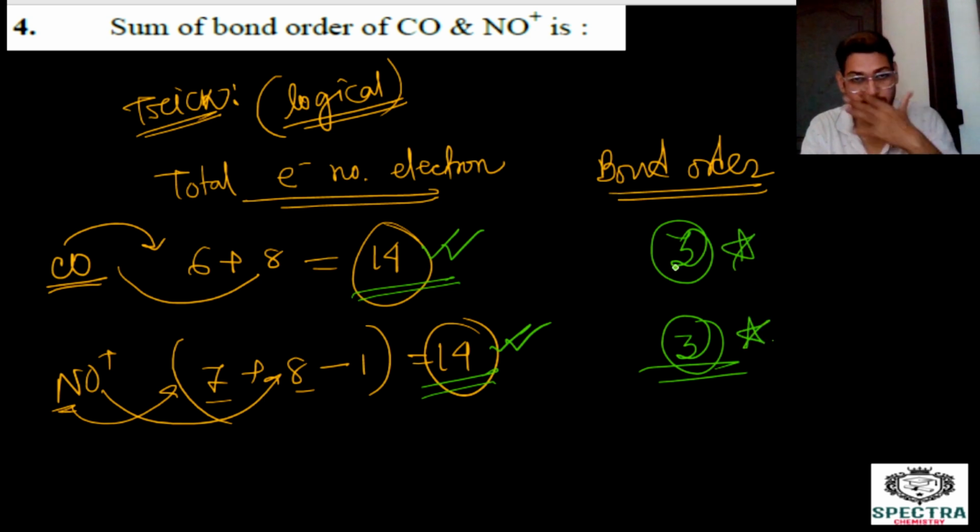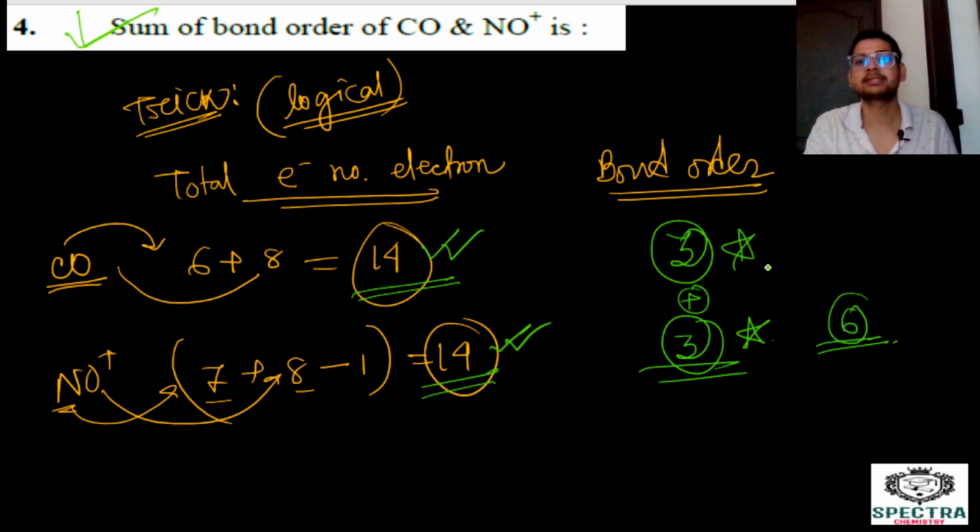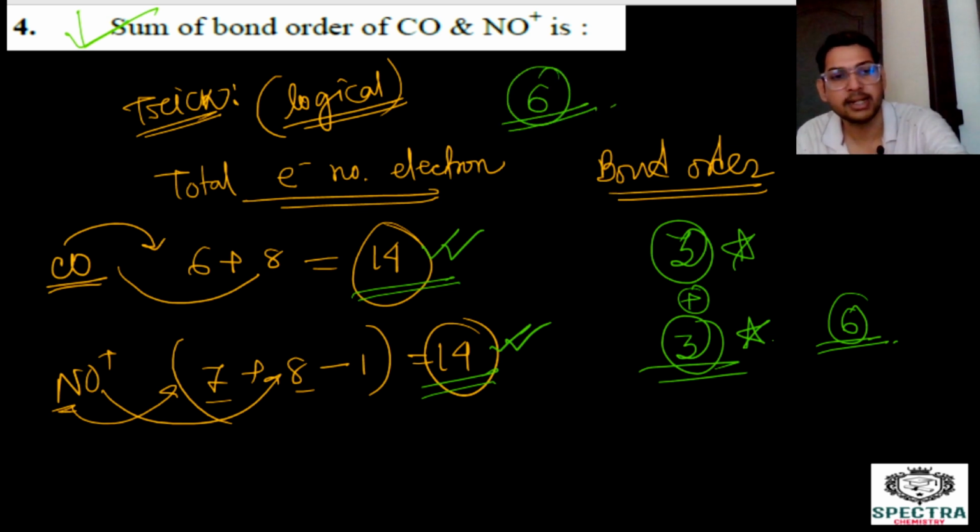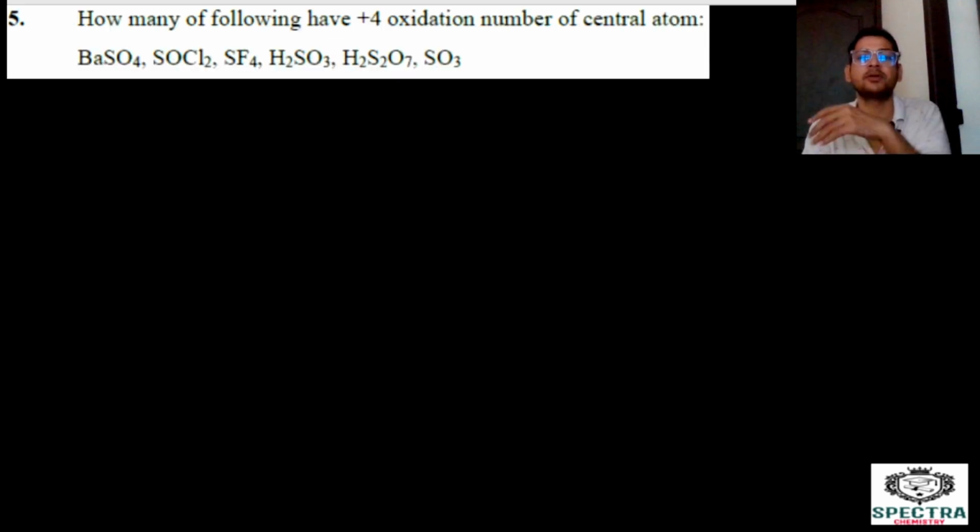But 3 is not your answer. Here you have to do the sum. So do the summation and you will get 6 as your answer. So 6 will be your answer here. It's a very easy question. Then go to the next question.